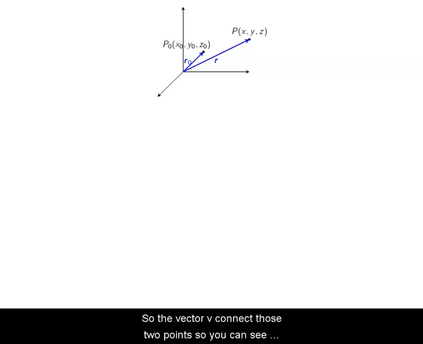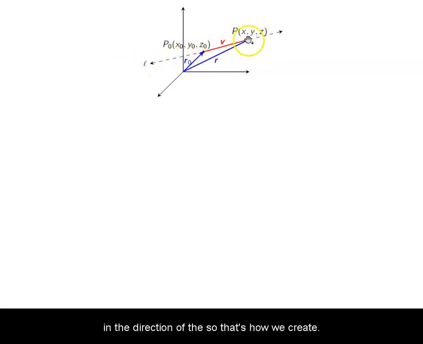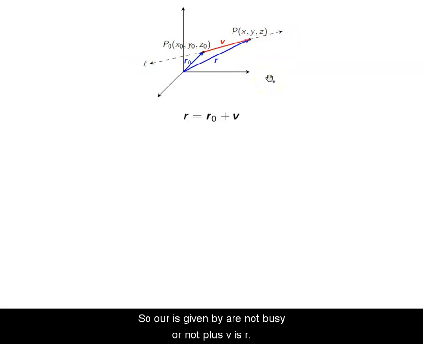So the vector v connects those two points. So you can see here that r naught plus v is actually this vector r. Okay, and so our line then goes through this point and points in the direction of v. So that's how we create a line in 3-space.